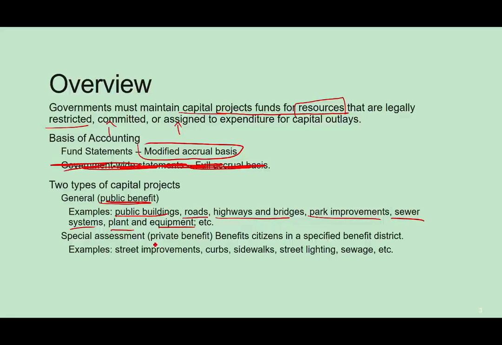We also have what's called special assessment or private benefit. Those are projects that benefit citizens in a specific benefit district. This will include street improvements. We talked about those special assessment taxes where we fix the street, but we charge the citizens a special tax. It's called special assessment: curbs, sidewalks, street lighting, sewage, those that benefit specific people, therefore we charge them specifically taxes for those services.